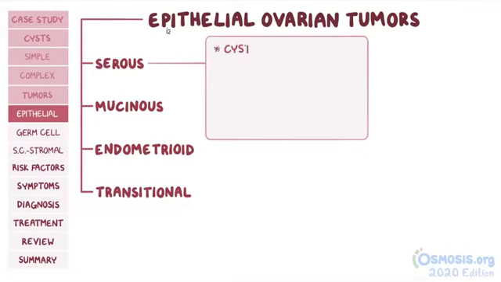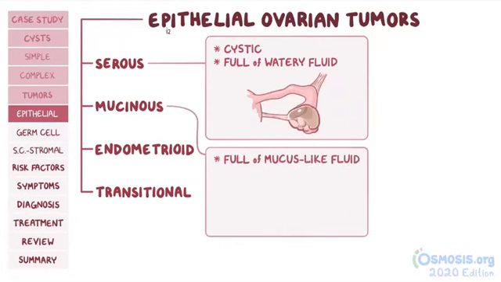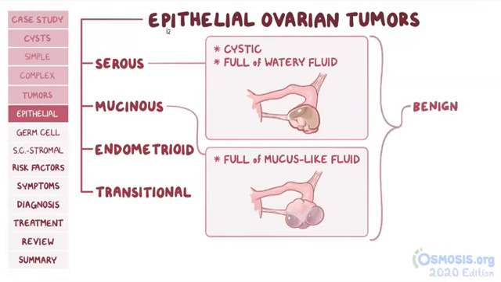Serous tumors are usually cystic and full of watery fluid. Mucinous type tumors are similar to the serous type, but they're full of mucus-like fluid, which is where they get their name. Both serous and mucinous tumors can be benign, malignant, or borderline, meaning they have a mix of benign and malignant characteristics.